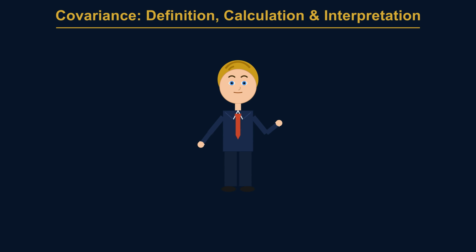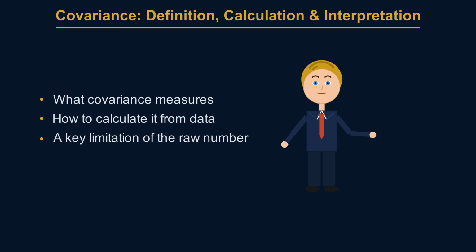Hello everyone, I'm Professor Harrison and welcome back to our module on probability for finance. Today we're going to be covering covariance, what it measures, how to calculate it directly from data, and a key limitation that ends up being just as important to understand as the number itself.